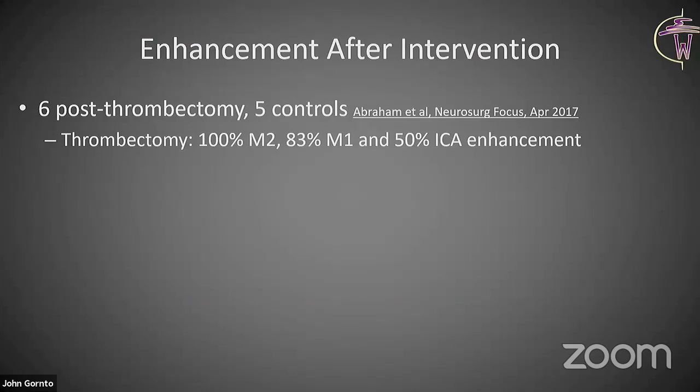So also in terms of intervention evaluation, there are a number of groups that have looked at post-intervention vessel wall imaging. And the first group is a group from UC San Diego, where they looked at 6 post-thrombectomy cases and 5 control patients. And they found that in the post-thrombectomy cases, all the M2 segments showed enhancement that were selected. 83% of the M1 and 50% of the ICA segments showed concentric vessel wall enhancement. And this is secondary to, as we know, you put a stent in, it's a traumatic process as you pull it out, and that injury can end up resulting in enhancement.